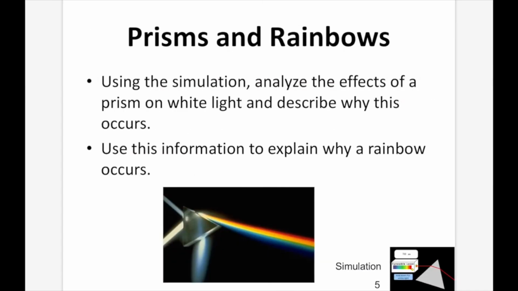Prisms and rainbows. Using the simulation, analyze the effects of a prism on white light and describe why this occurs. You use this information to explain why a rainbow occurs. So I want you to pause the video, I want you to click the simulation, and I want you to play around with it a little bit, and then I want you to answer the question, why a rainbow occurs.